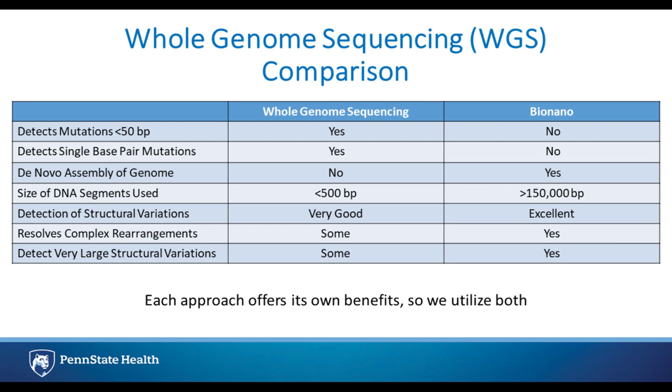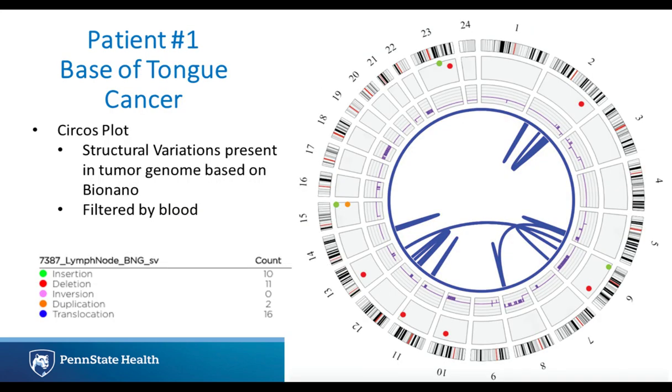Now, for comparison of whole genome sequencing and optical mapping with Bionano, you can see that whole genome sequencing is better at detecting smaller mutations, so less than 50 base pairs, single base pair mutations. And this, of course, is based on relatively small DNA fragments, often less than 500 base pairs. In comparison, Bionano uses DNA segments that are at least 150,000 base pairs in length. But because of that, it's much better at detecting these large and complex structural variants. And so because sequencing is better at these smaller events and Bionano is better at these larger events, we're going to use both in our approach.